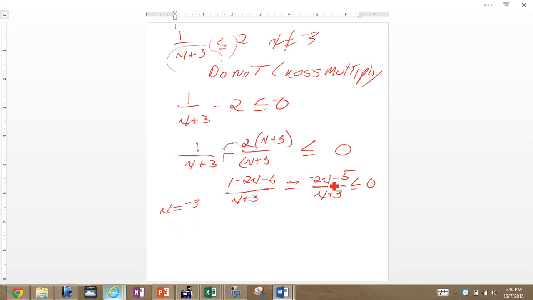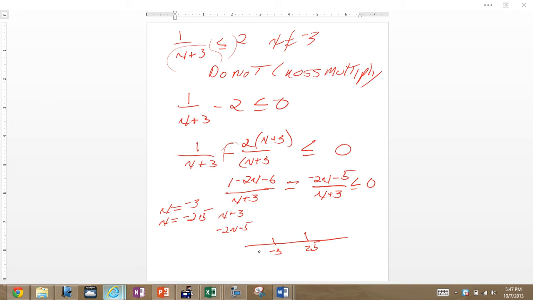And also, what causes this numerator to go to 0? Well, that's going to be negative 5 halves, right? So x equals negative 2.5. So those are our values in our sign table. Okay, so we're getting negative 3 and negative 2.5. Negative 3 comes from the x plus 3 factor, and this comes from the negative 2x minus 5.